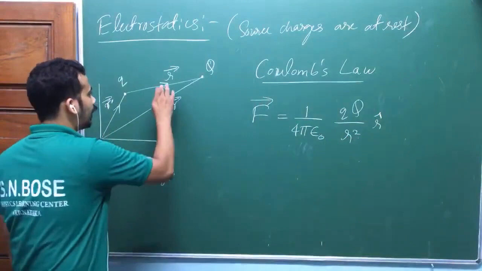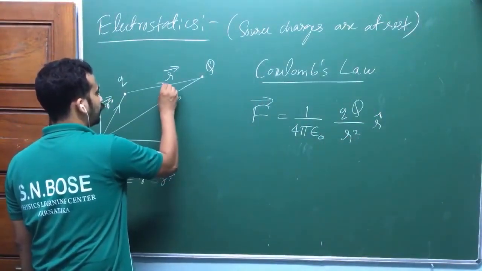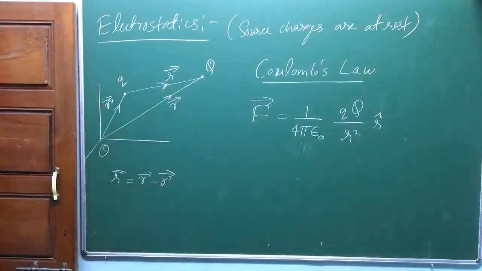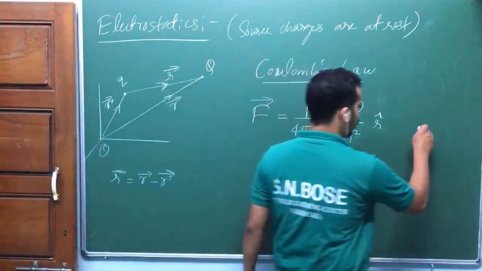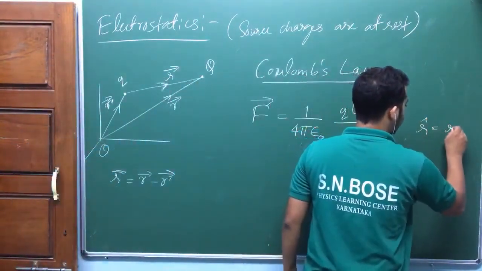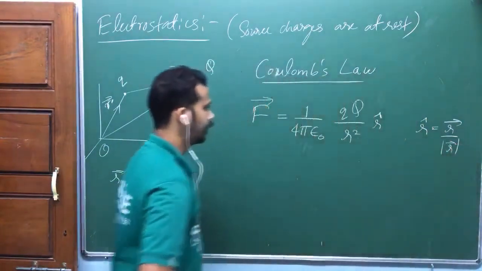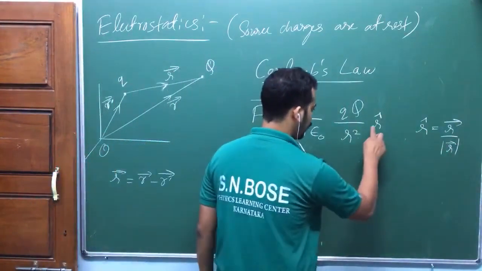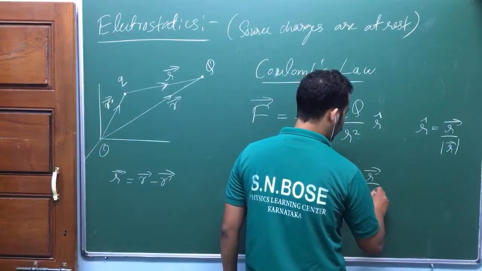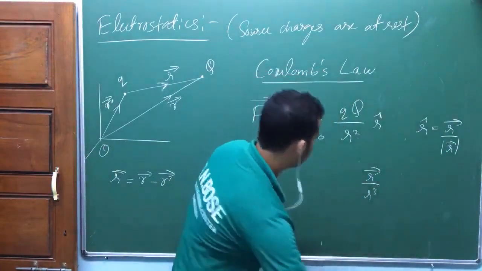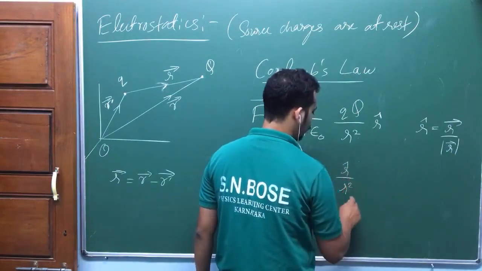What is R cap? R cap is the unit vector along this direction, from this point to this point. You can write this R cap as R vector divided by modulus of R vector. Sometimes we write R vector divided by R cube also. This R cap by R square is sometimes written like this.